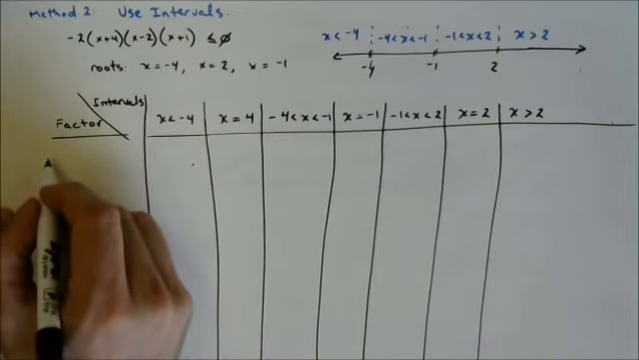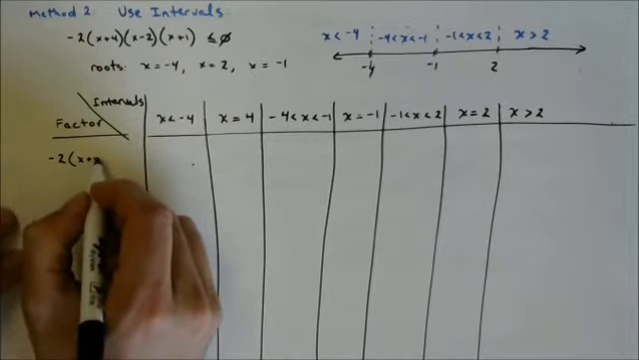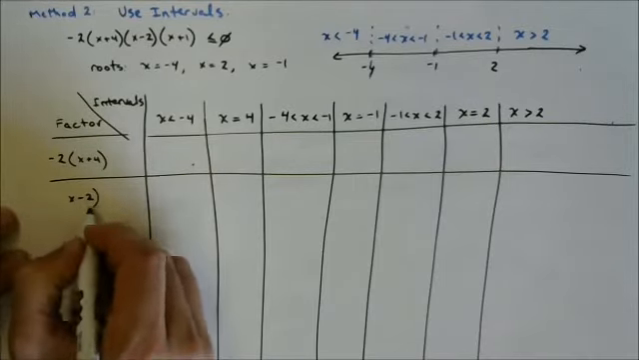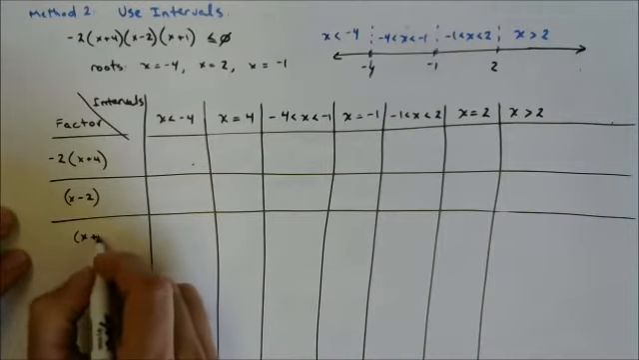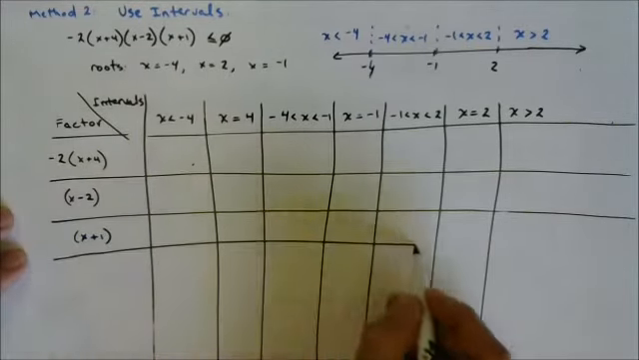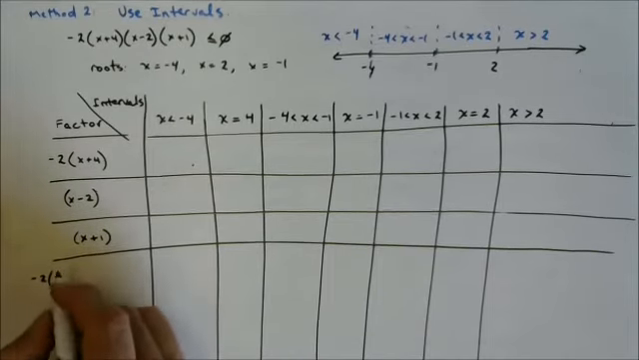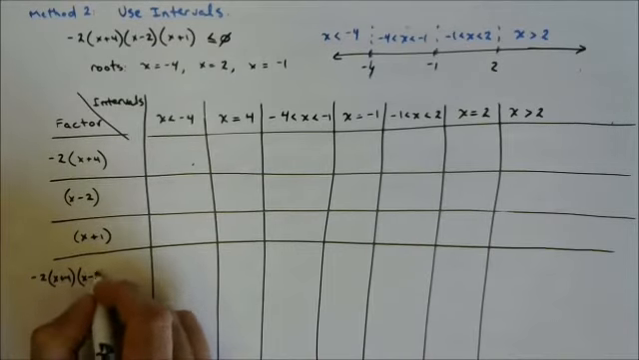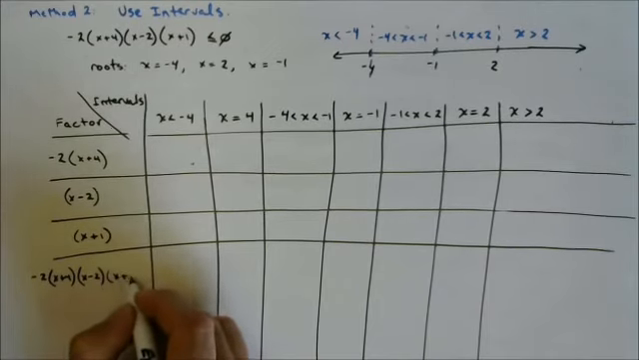And on the left side, we're just going to list each of our factors. So we grouped this -2 bracket x plus 4, x minus 2 as a factor, x plus 1 as a factor. And then we want to say what happens when this whole expression is together, the product of these factors. So -2 times x plus 4 times x minus 2 times x plus 1.